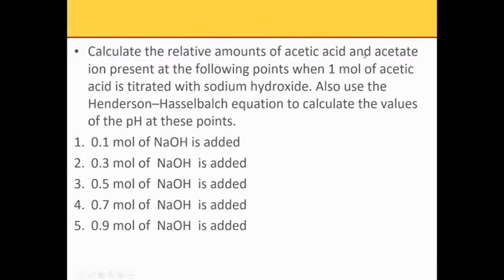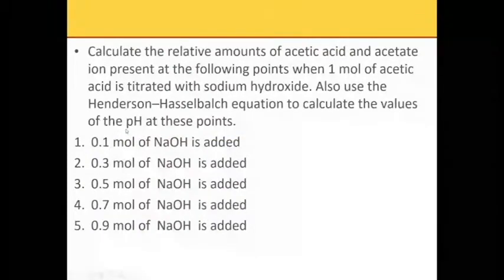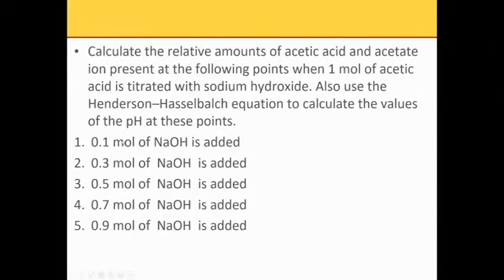So basically, the acetic acid and acetate ion: this is the weak acid, and this is the conjugate base. In the beginning, you have 1 molar of the acetic acid. Now, let's say you add 0.1 molar of sodium hydroxide, the titration. Then what will happen? Do you need me to go through this equation to do the calculation?